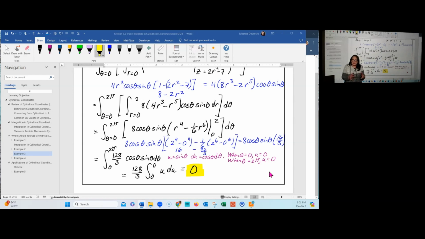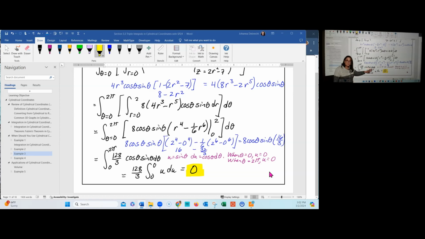In other words, I'm isolating everything that depends on r inside one factor. The 4 cosine theta sine theta is just a constant, so it does not affect the integration. When I integrate 4r cubed minus r to the 5th, I get r to the 4th minus 1/6 r to the 6th. I evaluate from 0 to 2, and I get 16/3 multiplied by the constant factor, 8 cosine theta sine theta. Finally, this gives me 128 over 3 cosine theta sine theta with respect to theta, where theta goes from 0 to 2 pi.